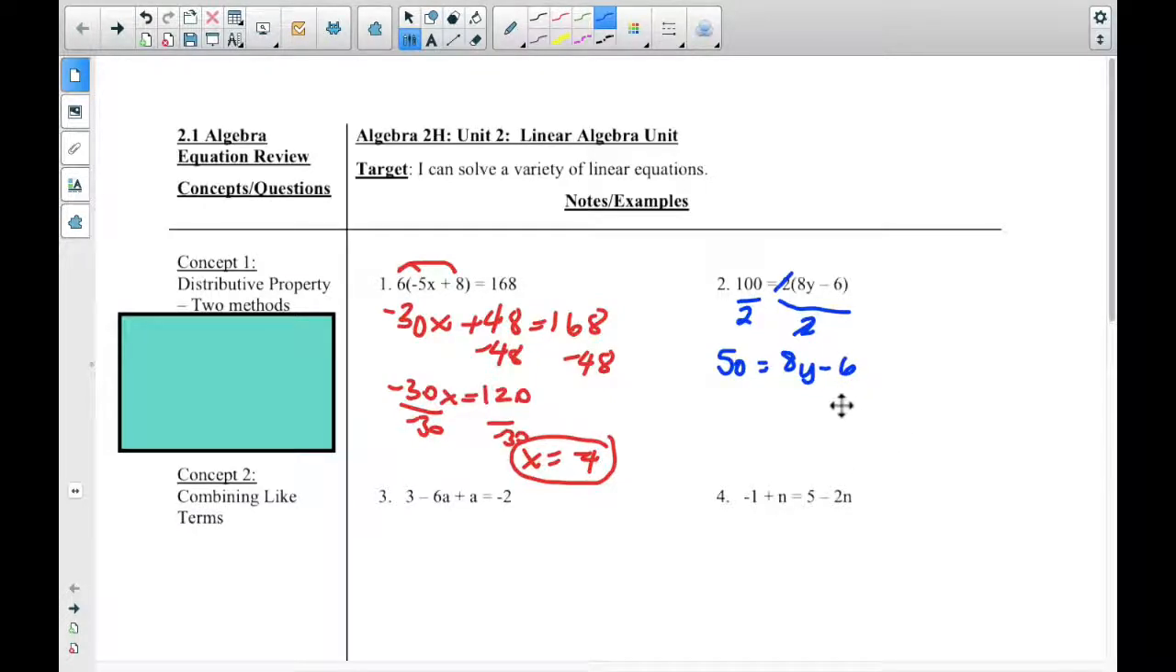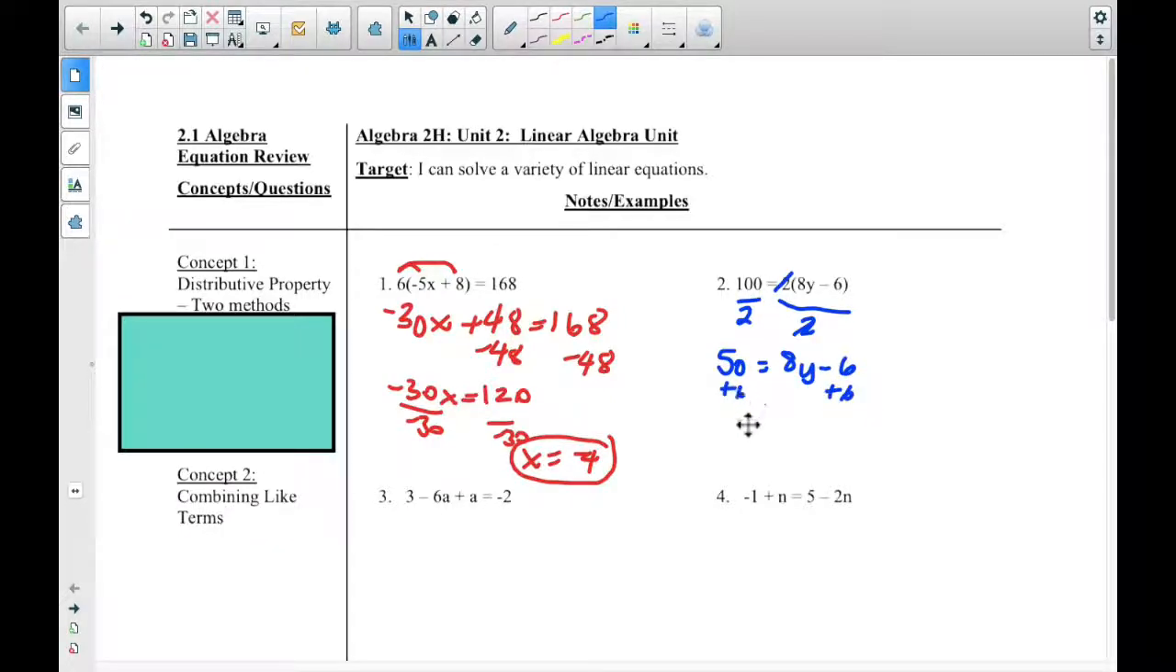Now, you might wonder why even do that. And the reason is sometimes it makes it easier. Sometimes if you distribute, that actually makes the problem harder. And so I want to show you that this is an option so that you have that option available when you need it. Okay, now that I have 50 equals 8y minus 6, I'm just going to solve the problem like normal.